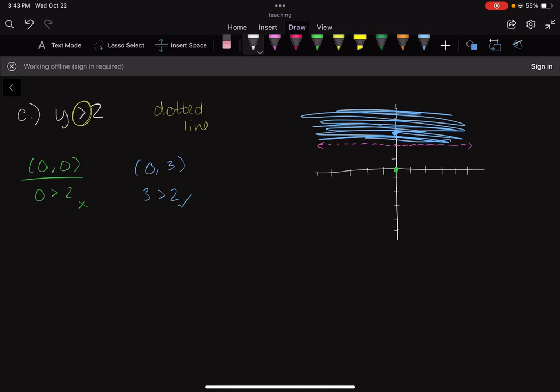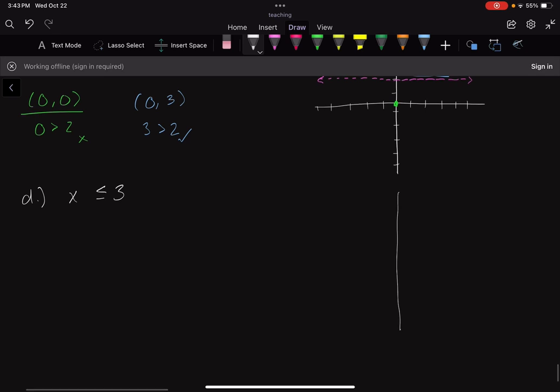And I'll just do one more like these. We'll do an x one as well. So let's do x is less than or equal to 3. So first we want to think, what kind of line is this? And this is a vertical line at 3. And it's going to be a solid line because we have the equal to bar.